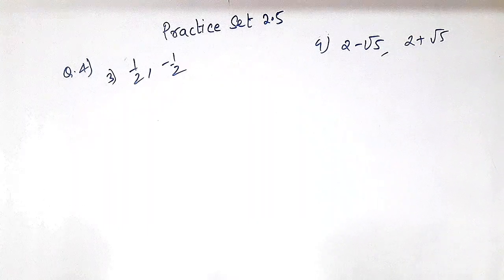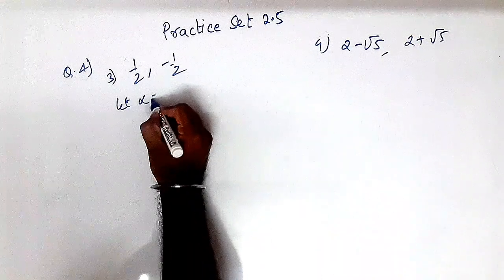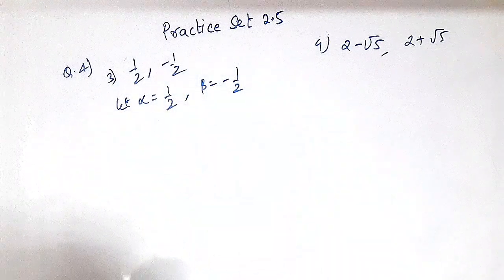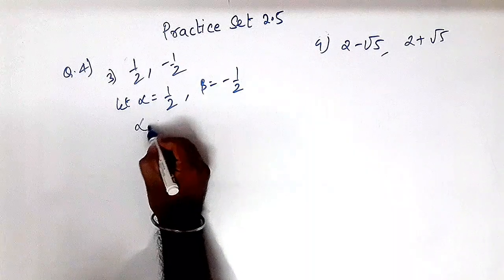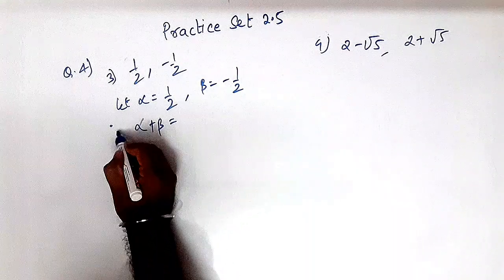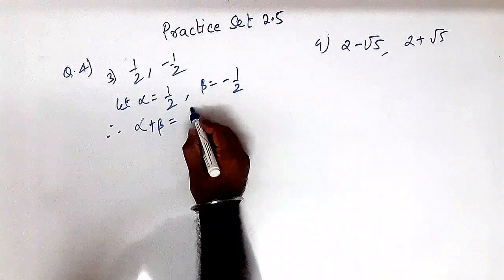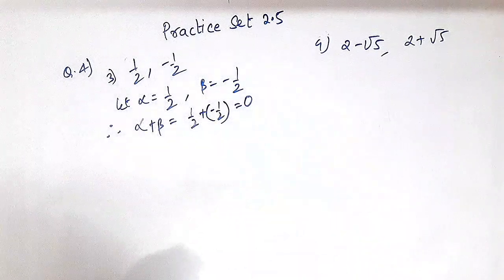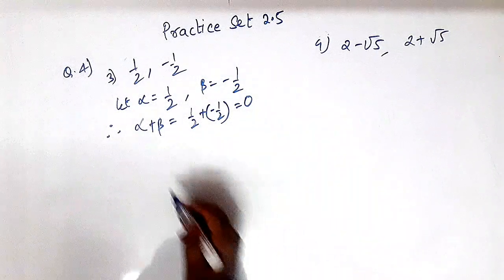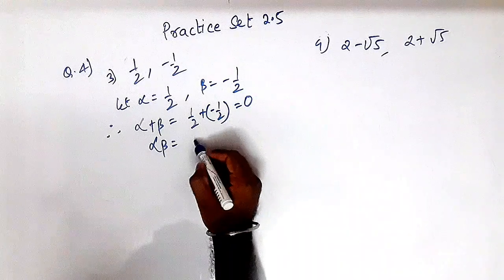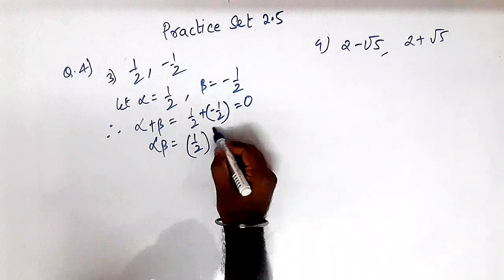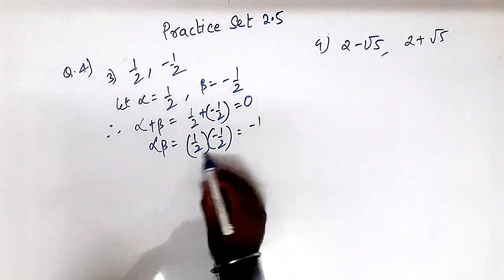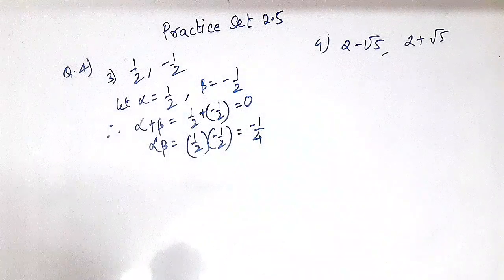Let us come to third one, where we can take alpha equals to half and beta equals to minus half. Okay, so let us see what is this. Alpha plus beta, therefore you can write alpha plus beta is half plus minus half. So of course it will be 0. Okay, and the product of the roots alpha into beta is half into minus half. So I am putting it in bracket. So numerator I am getting minus 1, denominator I am getting 4.